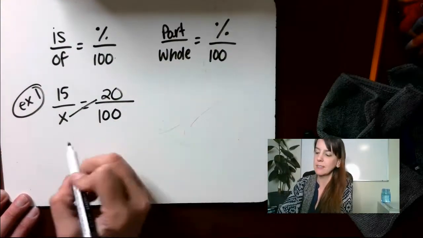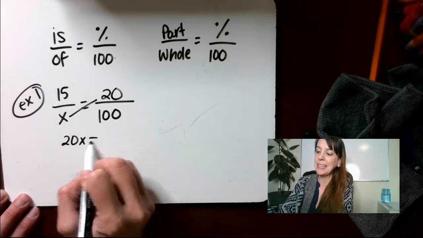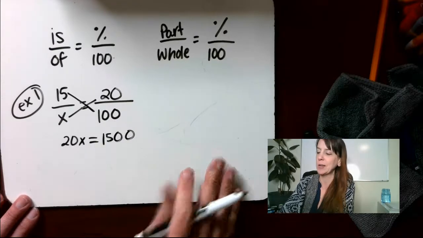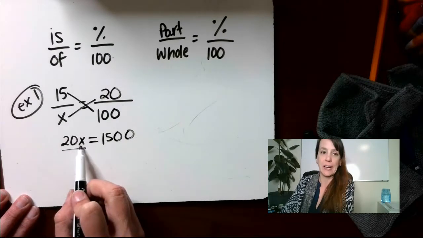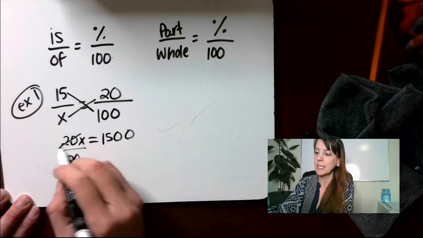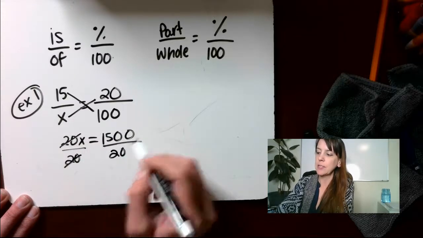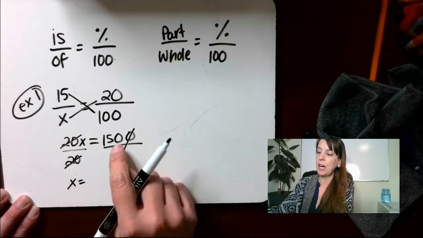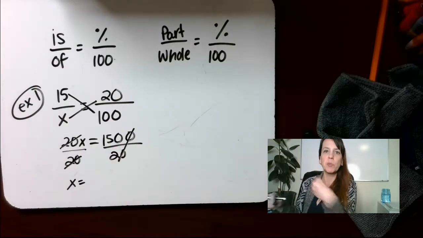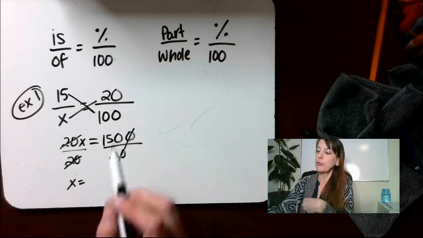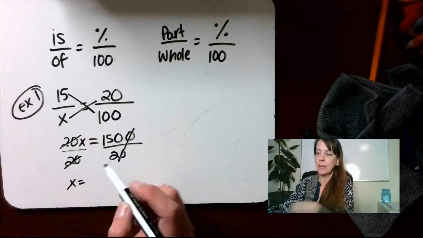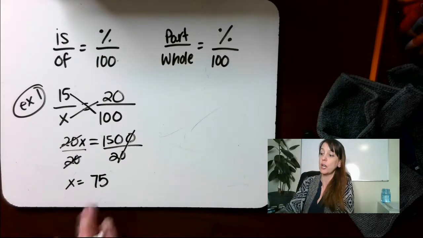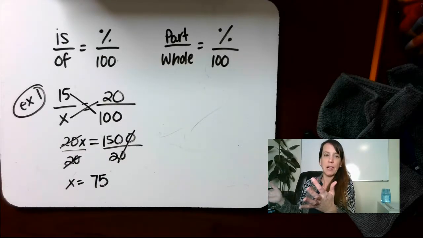This times this gives me 20x equals this times this, which is 15 with 2 zeros. In order to get that x by itself, we're going to divide both sides by 20. This cancels out, this cancels out. Divide this by 20, lob off those zeros, and what you have is x equals 150 divided by 2. Remember when we're dividing things by 2, we're cutting it in half. So if you have $1.50 and you cut that in half, you have 75 cents. So x equals 75, okay?